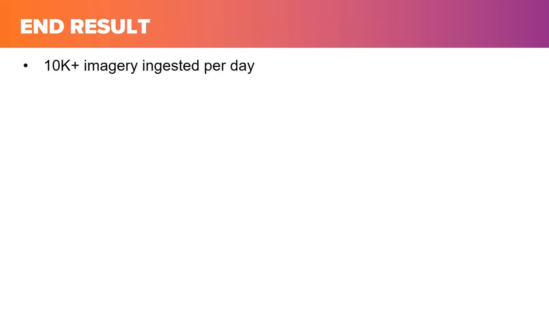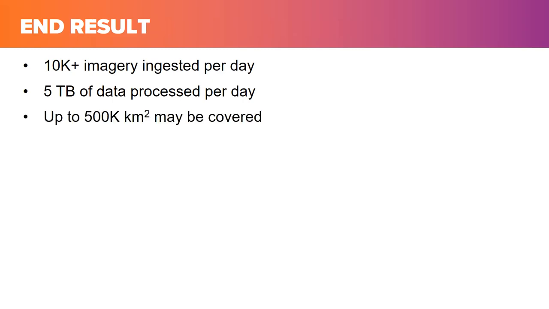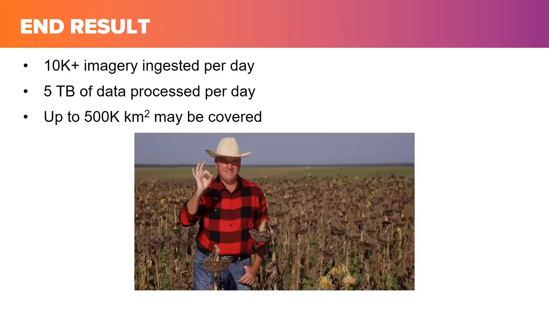Okay, so what have we received in the end? More than 2,000 images ingested on a daily basis. About 5 terabytes of data processed each day during the season. We are able to cover more than 500,000 square kilometers as of now, and have the possibility to scale even further if needed. And of course, the happy farmers.